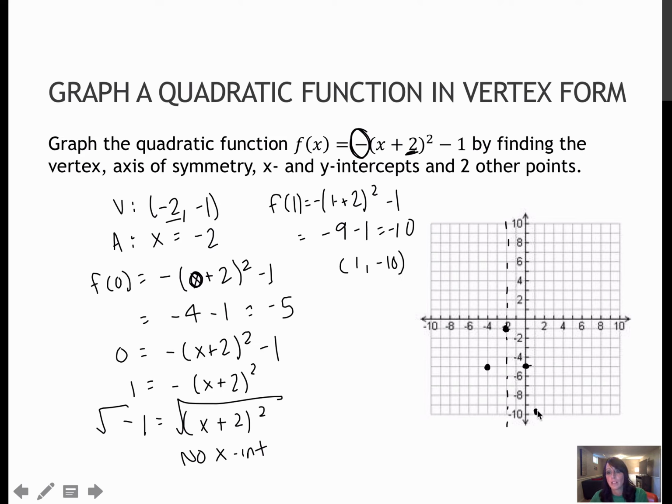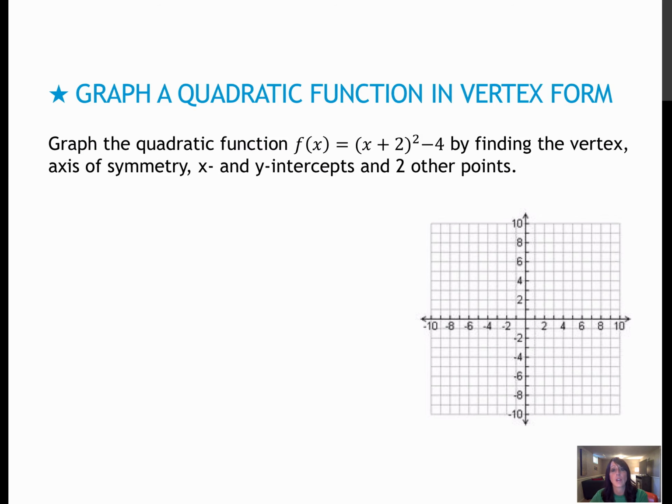Which is down here. And remember it said 2 other points, so instead of doing any more work, I'm going to say this is 1, 2, 3 units away from the axis of symmetry. So I'm just going to reflect it to the other side. 1, 2, 3 units over here. And now I have a pretty good idea of what my parabola is going to look like.